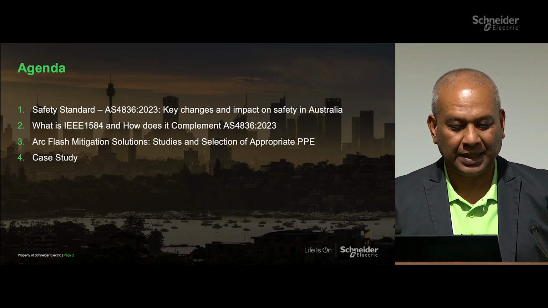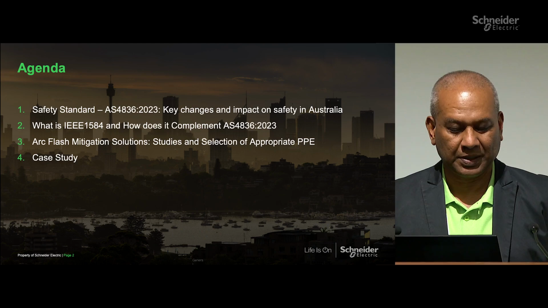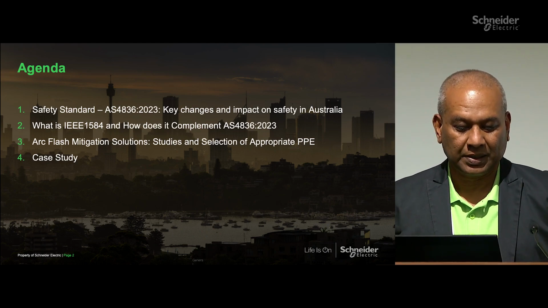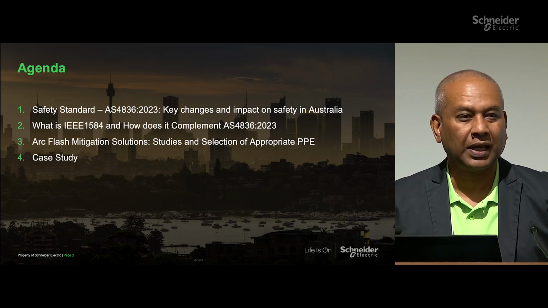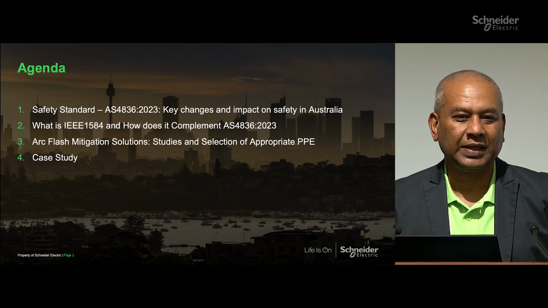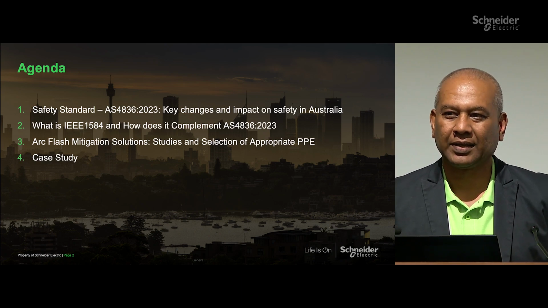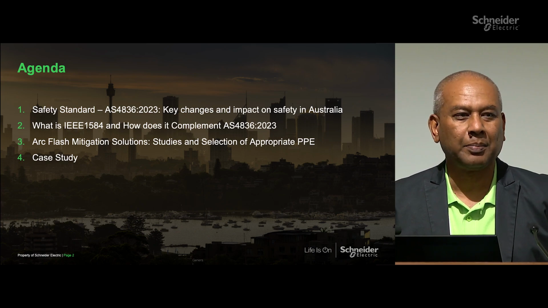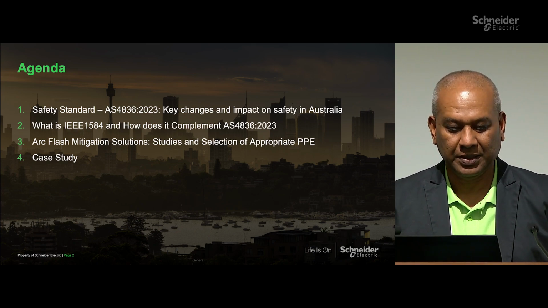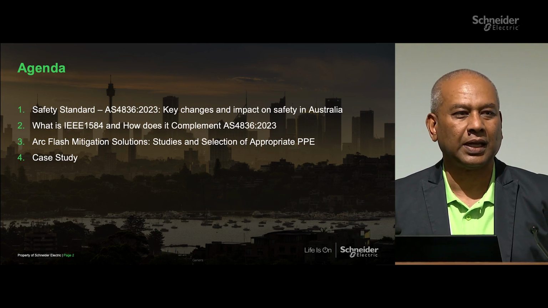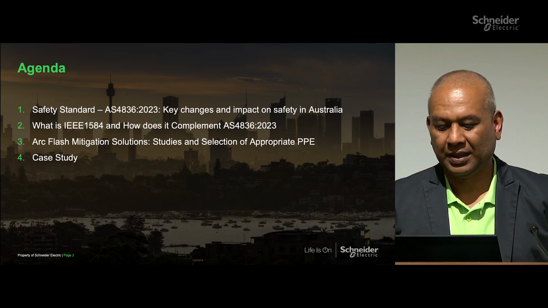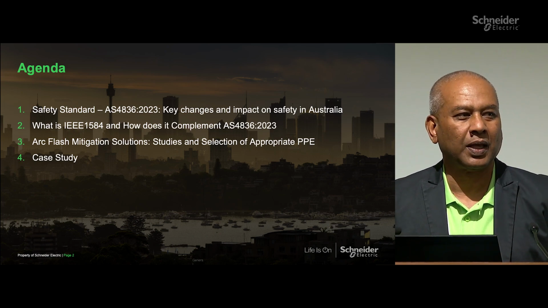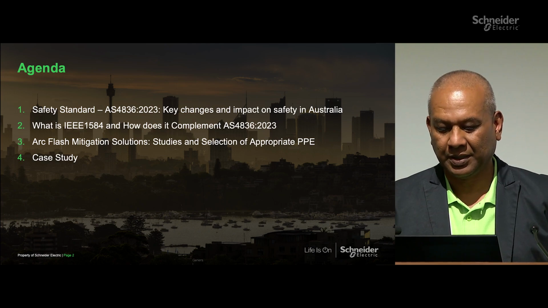So we'll look at the standard AS4836, which is the AS/NZS standard. I will look at IEEE, how it is related to AS4836. Also talk about NFPA's 70E, which is the Fire Protection Act from USA, because that has an impact on the standards as well. And then we'll also look at some mitigation solutions that we have implemented in studies that relate to selecting PPE, identifying the arc flash hazard risk categories. And we'll present one case study as well, which is a project we have implemented very recently.